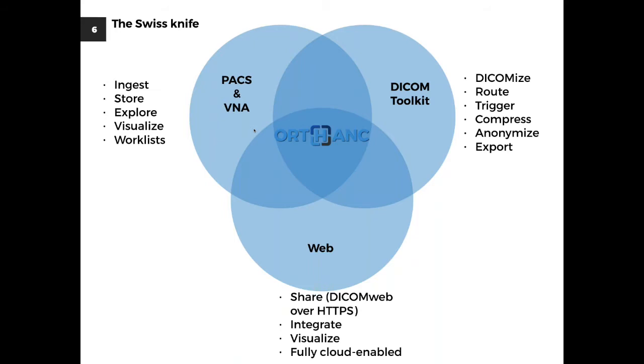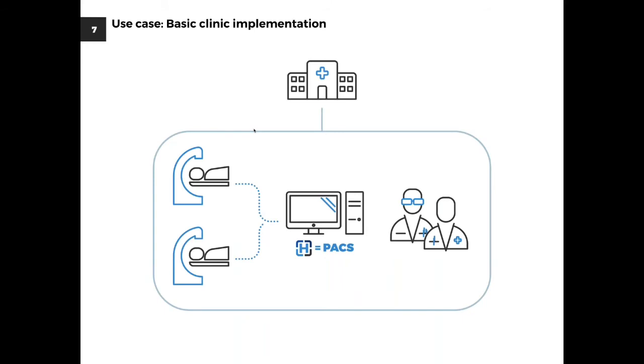Basically, Orthanc is a mix of a PACS and a VNA, but it's also a DICOM toolkit, and it has been fully web-enabled. So it's a kind of deconstructed PACS, if you will, a bit of a Swiss knife. It has most of the features of a PACS and a VNA. It has all the features of a DICOM toolkit, and thanks to its web-enabled technology, it can run in the cloud, and it really enables sharing and integration with other applications.